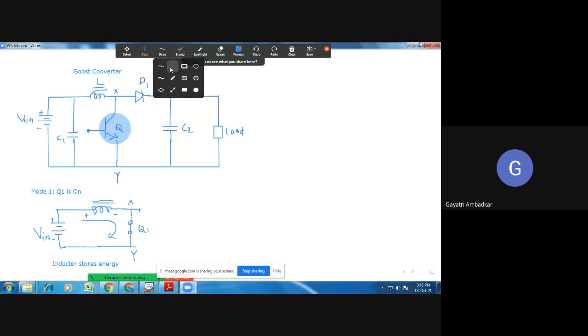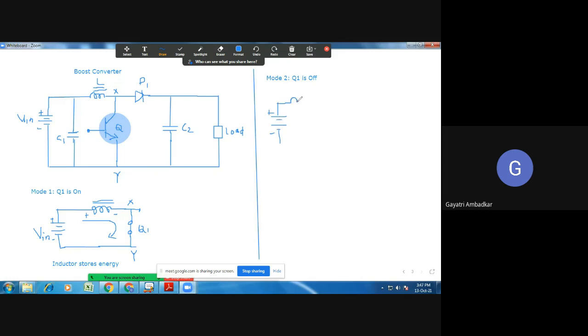Now let's see second mode. Let's talk about second mode. In mode 2, what happened? Let's assume Q1 is on. Q1 is off. In mode 2, Q1 is off. Now what will happen? When I say Q1 is off, it is like an open switch, and you have your input voltage. This is the input voltage.